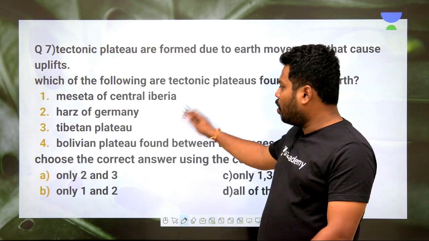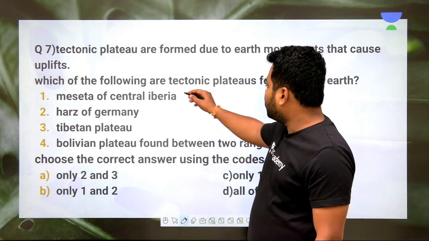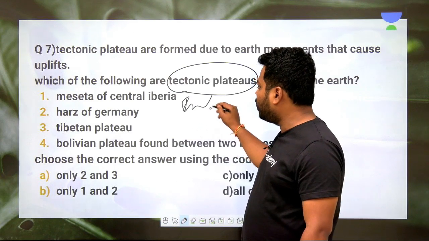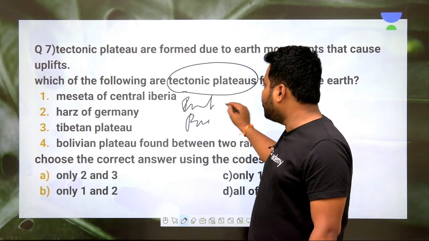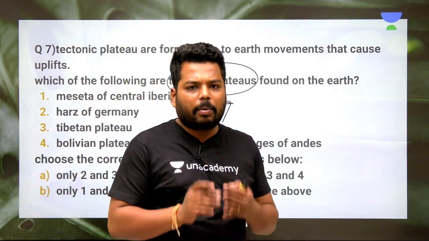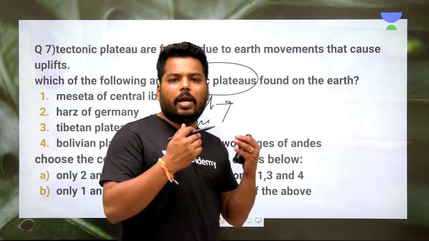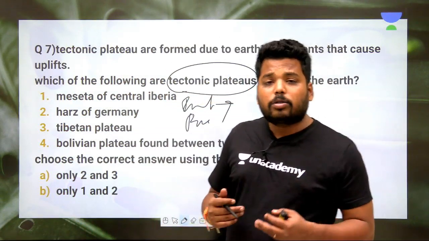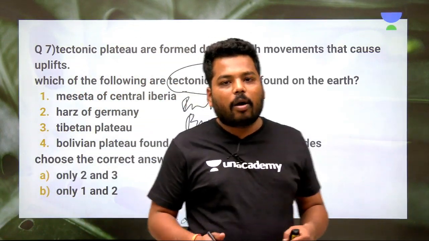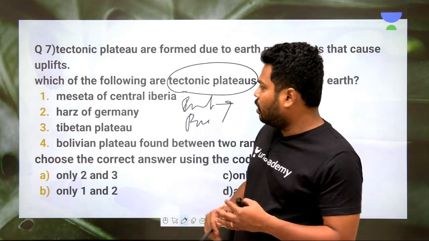Clear? So in all this, let's see what are the plateaus. We have different types, like the intermontane plateau and the Piedmont plateau. Intermontane plateau is that plateau which forms between the mountain ranges. Piedmont plateau is that plateau where on one side we have a mountain range, and on the other side we have a plain region, or we may also have a water body over there. Clear? Such scenarios are called Piedmont plateaus.